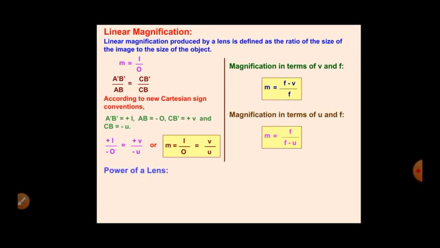So these are all the linear magnification formulas that you can use whenever you have to find how much magnified image you are getting, or the reduced image you are getting, whenever some object is kept in front of any lens.